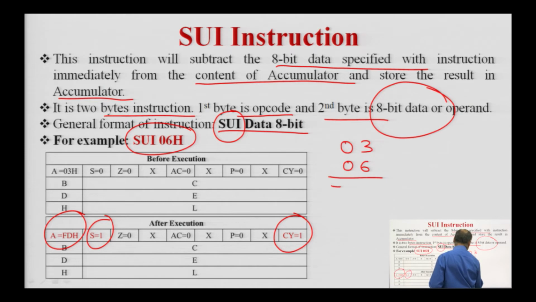So, we get minus 03. Minus 03 is nothing but a negative number. So, here the sign flag will be set to indicate that the result is negative, and this FD is nothing but the 2's complement of the number minus 03. So, this is the meaning of this instruction SUI 8 bit data.